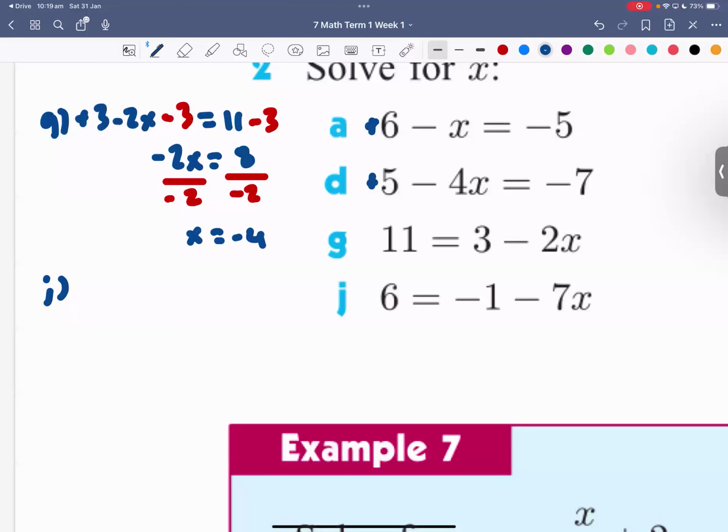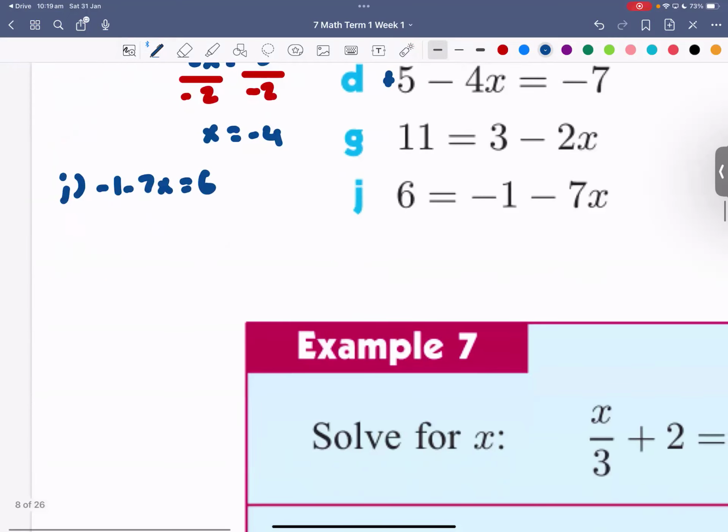Minus 1 minus 7x equals 6. All righty. And then how do I get rid of the minus 1? What do I have to do to both sides to get rid of the minus 1? Plus 1. So the minus 1 and the plus 1 just cancel out. So then you're left with minus 7x equals 7.